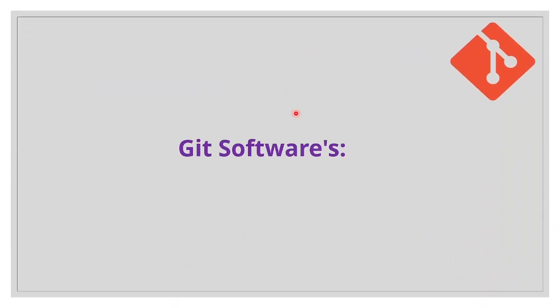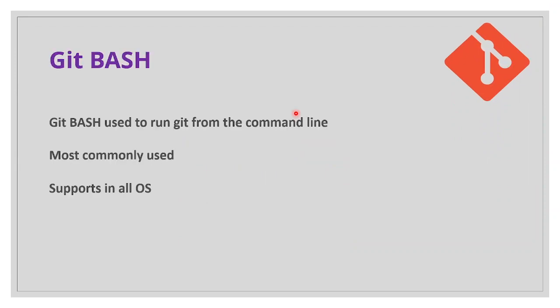And Git also provides multiple software. When you install Git, you will get multiple programs installed on your machine. One is Git Bash. It runs Git in the command line. So mostly we are using Git Bash only. It will support all the operating systems. It's a command line, so we need to work with a few commands to perform any operation. We need to use the command lines.